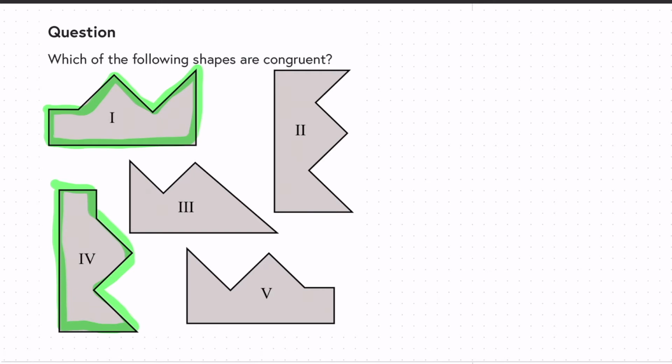Looking at 5 here, well, 5 is very similar to 1, except that they are reflected, right? So same shape, but it is reflected. So which ones are congruent? Well, 1, 4, and 5.